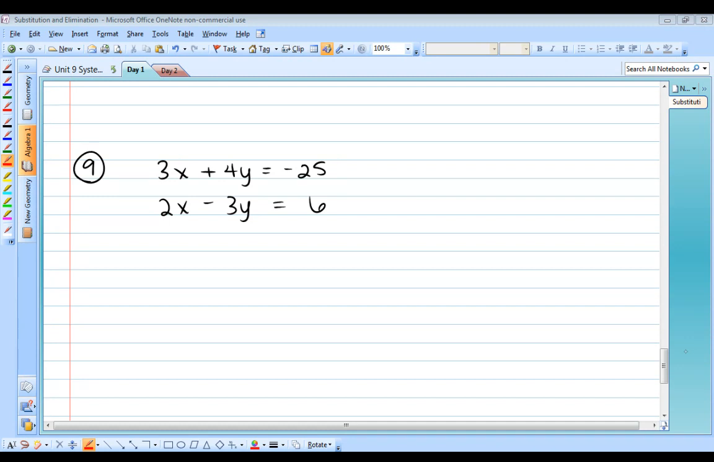12. So if we want to keep our numbers smaller, it's going to be better on us to eliminate our x's, right? Because these multiply to get 6 and these multiply to get 12. Are you with me? So I'm going to work on eliminating my x's and making them 6 and negative 6. Let's just worry about the positive first. What times 3 makes 6? 2. So I need to multiply that row times 2. What times 2 makes 6? 3. But look here, that would make a positive 6x and a positive 6x, and I need one of them to be negative.